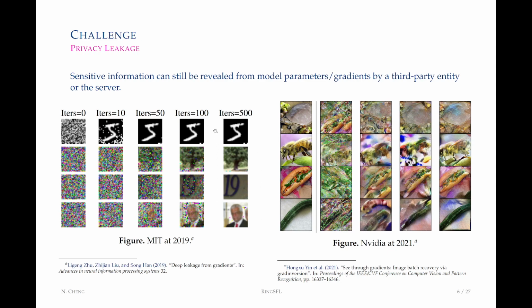In the year 2021, NVIDIA proposed a gradient inversion method to achieve image batch recovery from gradients. We can see from the figure that the image is very similar to the original image. So we should consider the impact of privacy leakage of the system.